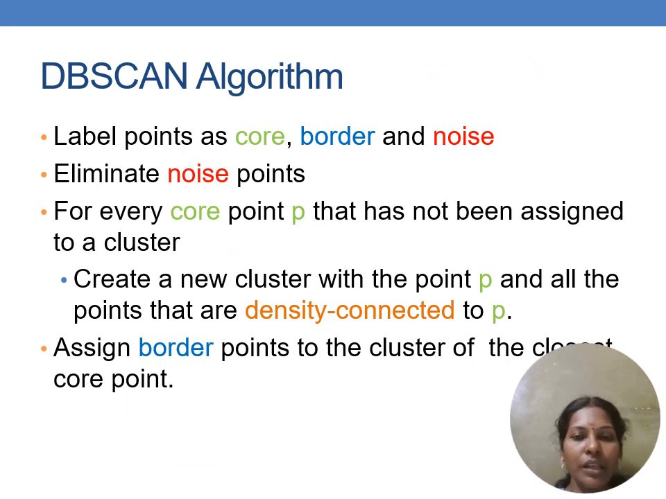The steps involved in DBSCAN algorithm are: at first, the points are labeled as core, border, and noise. The noise points are eliminated. Then for every core point P that has not been assigned to a cluster, create a new cluster with the point P and all the points that are density connected to P. In a cluster, the point P and the points which are density connected to P or which are in the density region epsilon, all the points are grouped into a single cluster. Then assign the border points to the cluster of the closest core point.